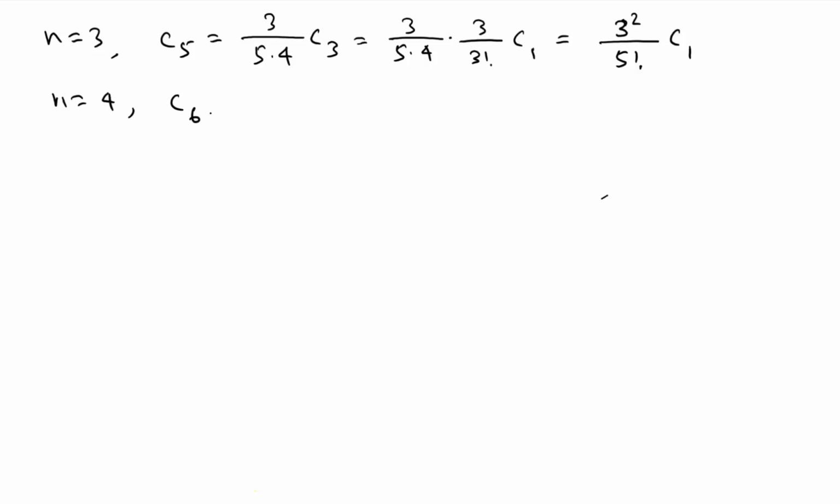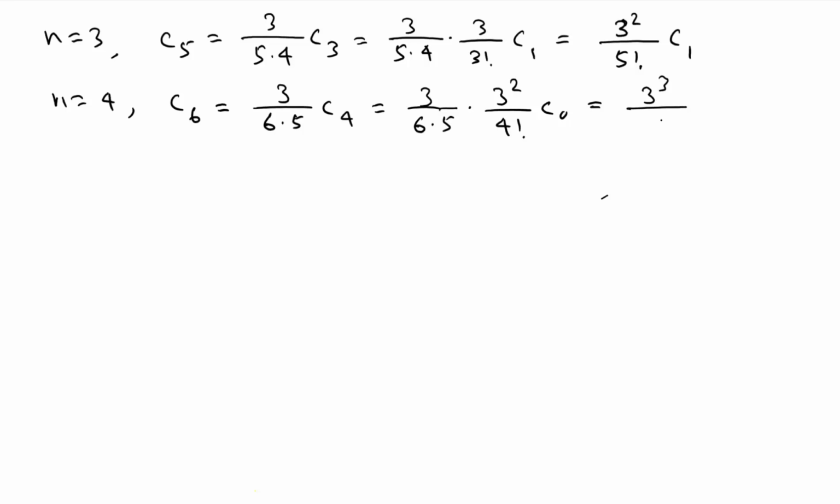Then we have n equals 4, C6. You get 3 over 6 times 5, C4, and C4 is 3 squared over 4 factorial, C0. Simplifying all, you get 3 cubed over 6 factorial, C0.